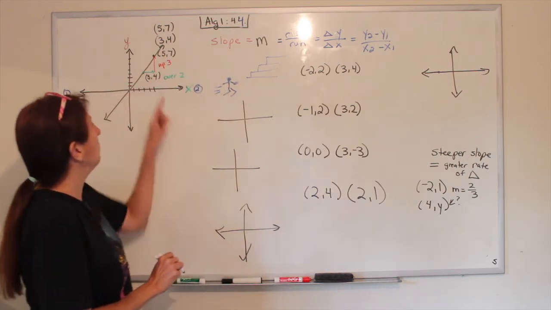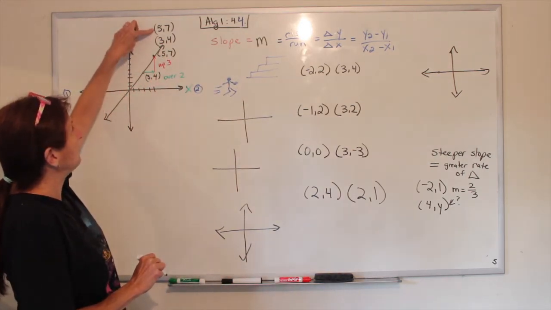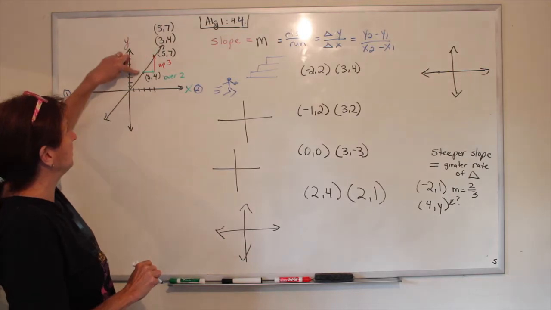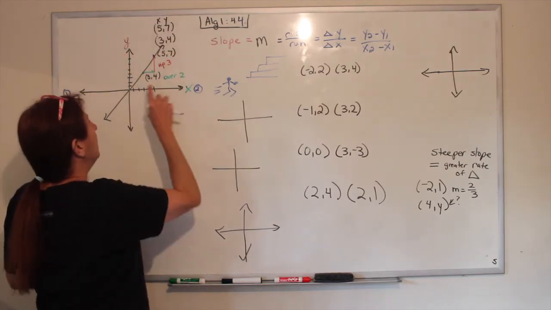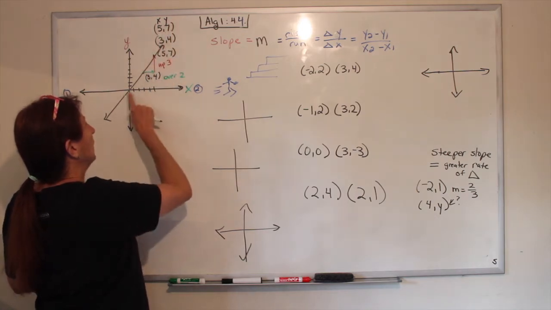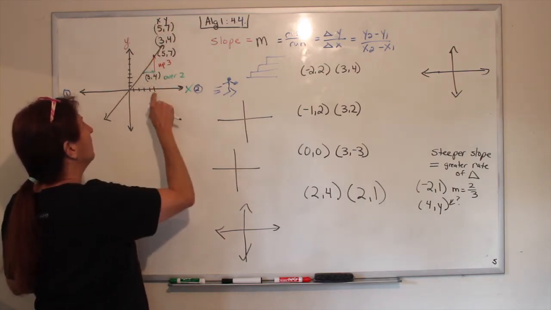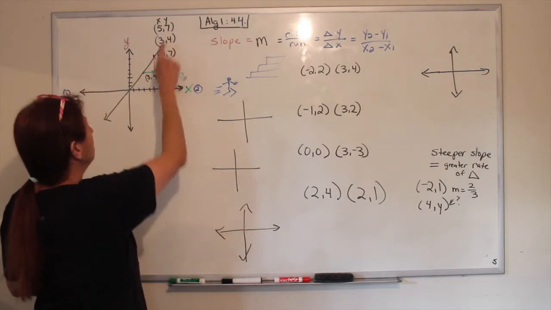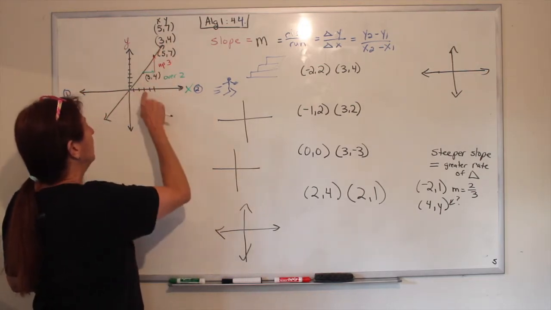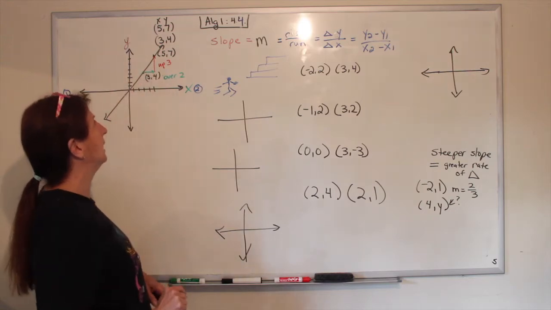So let me show you. I have these 2 points that I've graphed: 5, 7, and 3, 4. There's 5, 7, and there's 3, 4. Remember it's X then Y. So how I graphed this is I went out 5 on the X, up 7 on the Y and put a dot. How I did this one is I went out 3 and up 4 and put a dot.